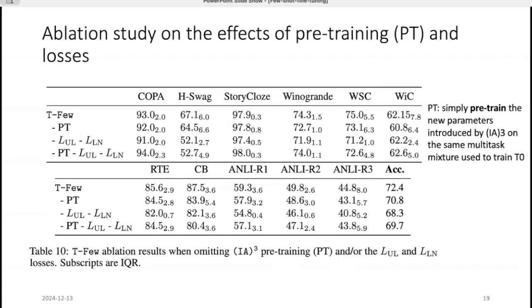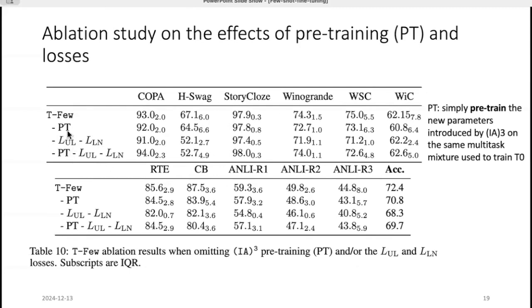They have run some ablation study on the effects of pre-training and losses. So loss, I think we understand because they introduce additional loss, right? So the unlikelihood of the incorrect sequences and the length normalization loss. So all of this is like minor. If we don't fine-tune with this loss, what is the performance? So they want to measure the impact of introducing this additional loss.